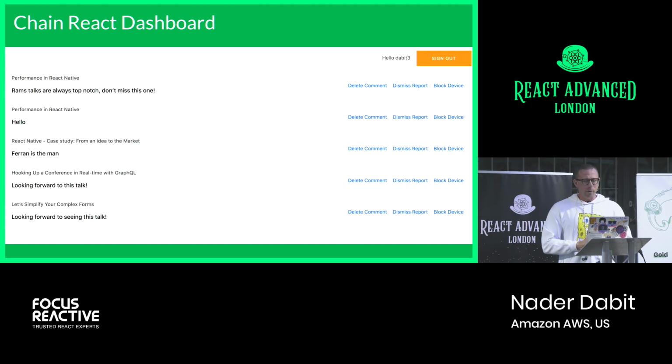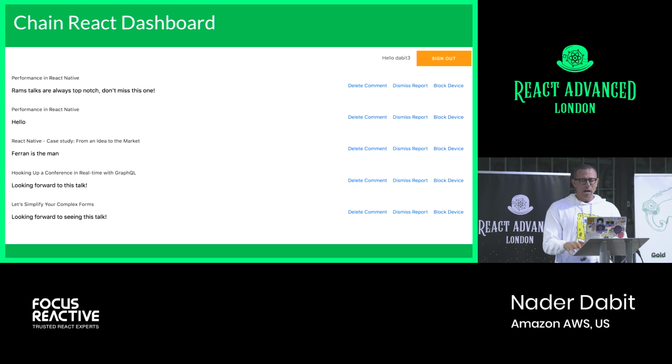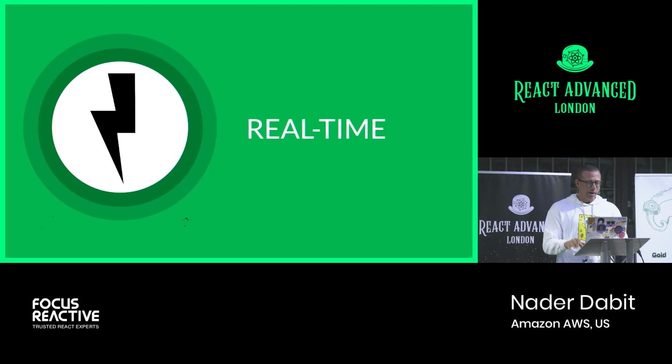So this was kind of what we ended up with: a dashboard where, if someone created a report that we thought was unnecessary, we could just dismiss or delete it. And then we could also block a device if we thought they were being rude.